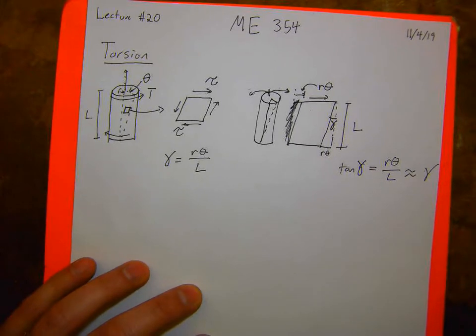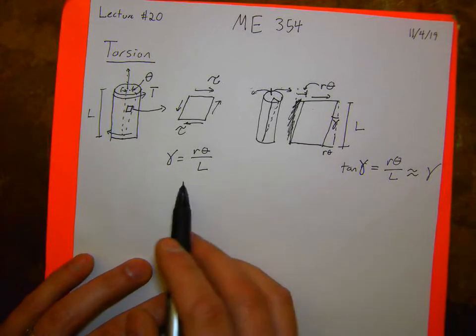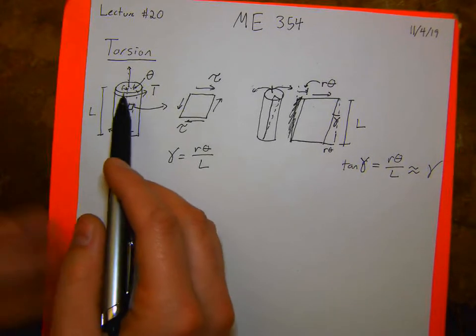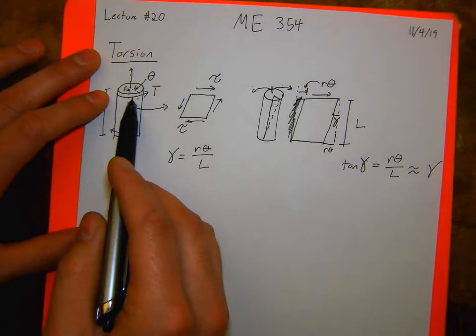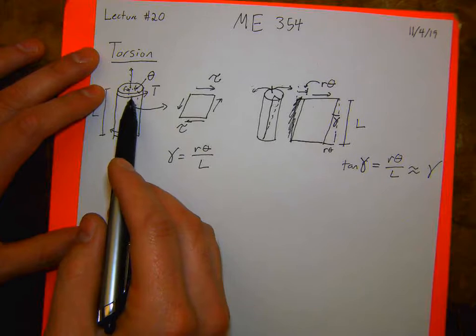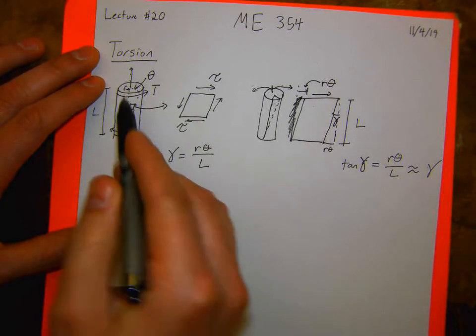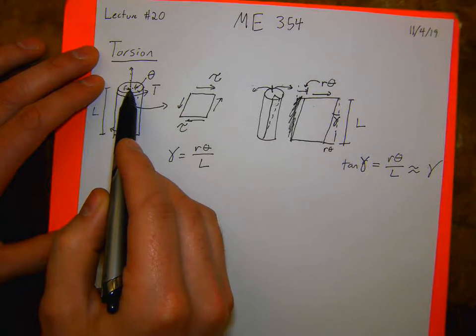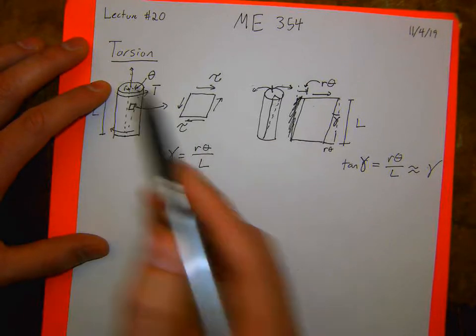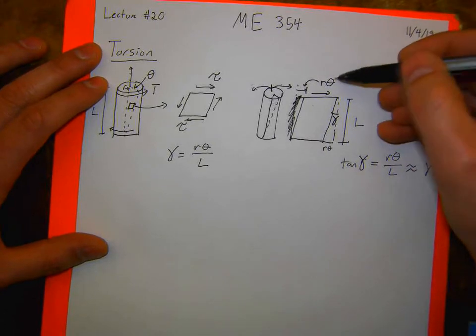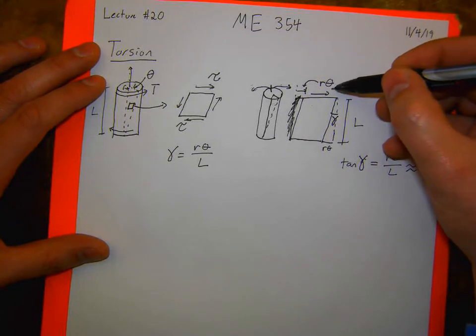At the center of the beam, you can see I drew this as a kind of oddly shaped slice of pie. At the center of the beam, there's actually no motion. Because this is an r theta, the further away from my center point, the more motion I'm going to get. And at the neutral axis, at the center point, there is no relative motion. So there is no shear.